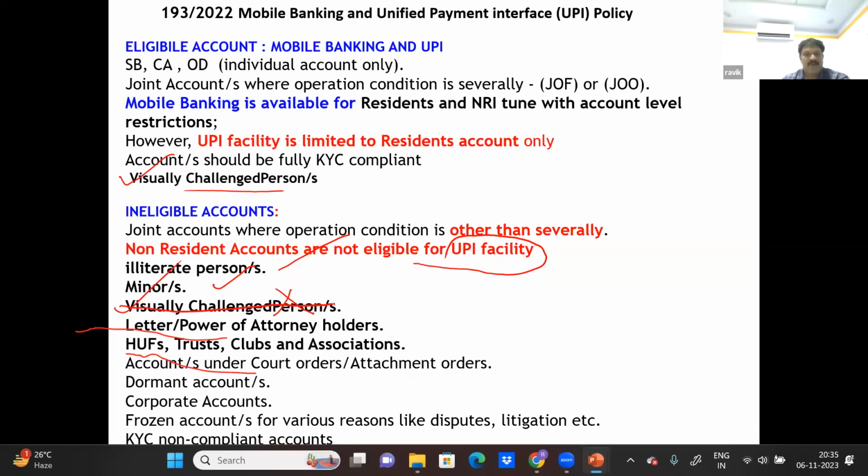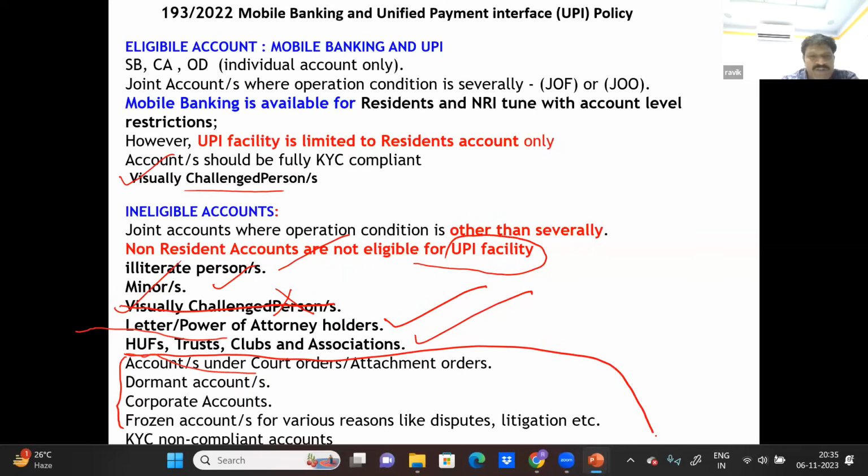Then power of attorney holders are not eligible. HUF, trust, club, association are not eligible. Court orders, these are all we'll remember. Court order, dormant, corporate accounts, and frozen accounts. This we will not remember. This we will remember, sir, with logic. This also we will remember with logic. These you have to remember.